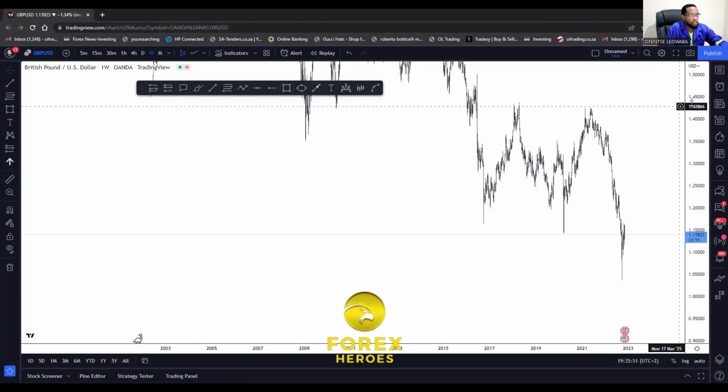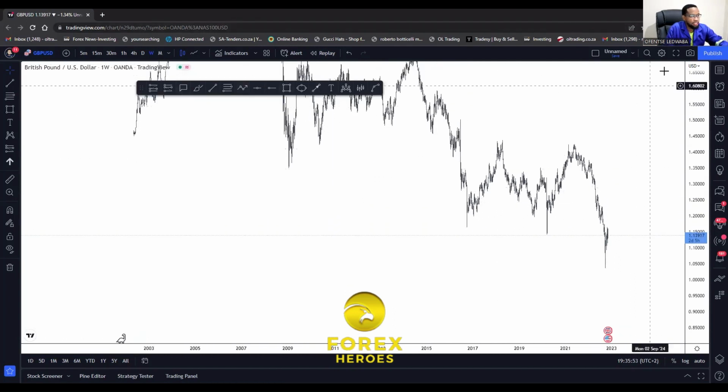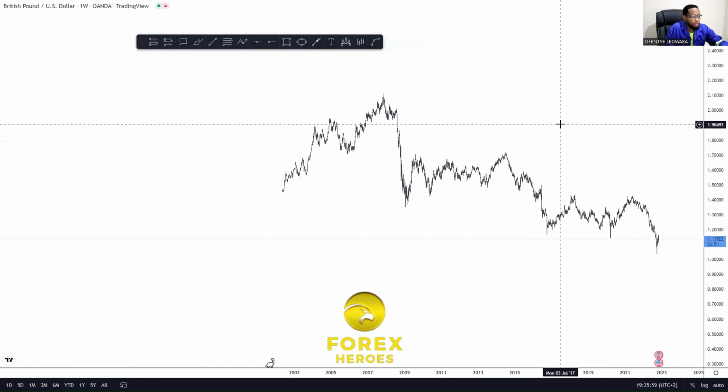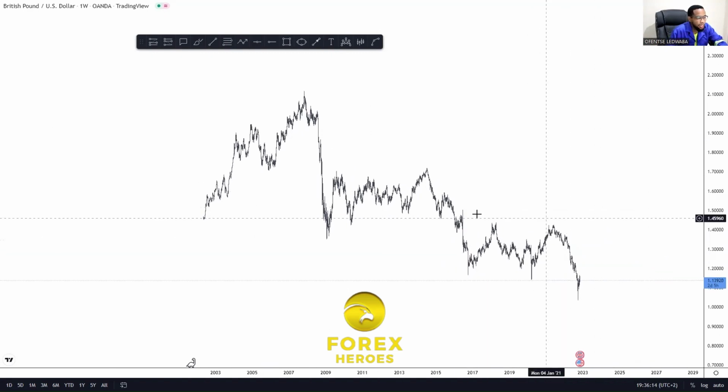So let's look at what we are currently seeing now. I'm gonna start with the weekly time frame. By me starting with the higher time frame, as you know, we always use the reverse pyramid. We start from a higher time frame, analyzing, then we start going down to our execution time frame. So I want you guys to understand what has been happening here.